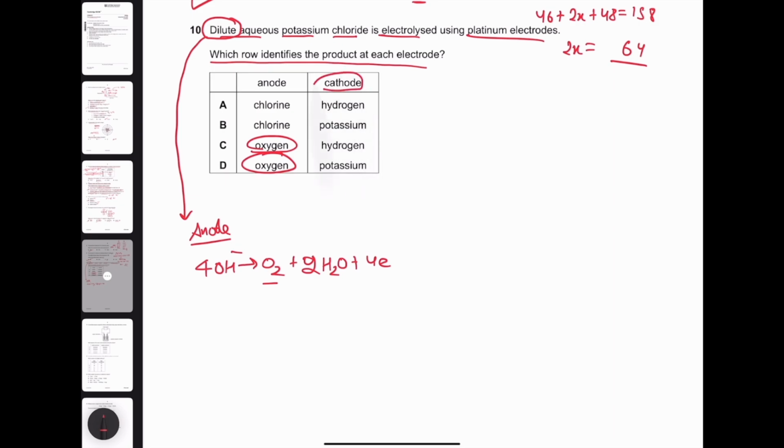Now at the cathode, how do we decide? See, this is an aqueous solution, so you have H plus and you have K plus as well. For the cathode, there is this single rule that the less reactive one will go to the cathode. Which one is less reactive? Hydrogen or potassium? Hydrogen, obviously. So the answer is C.